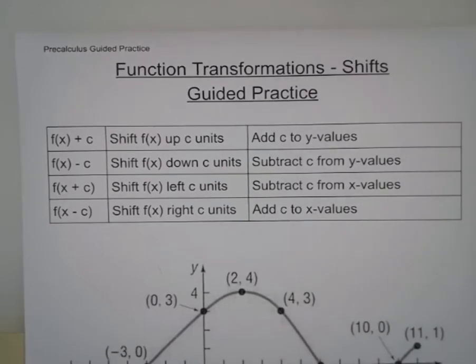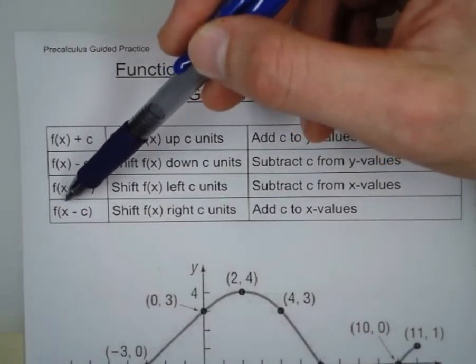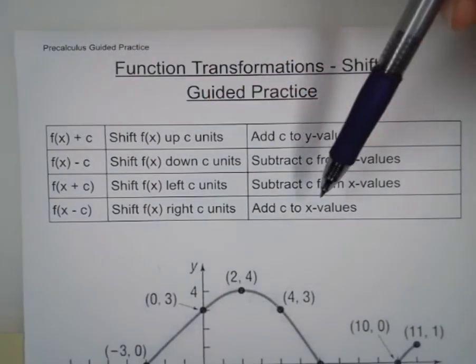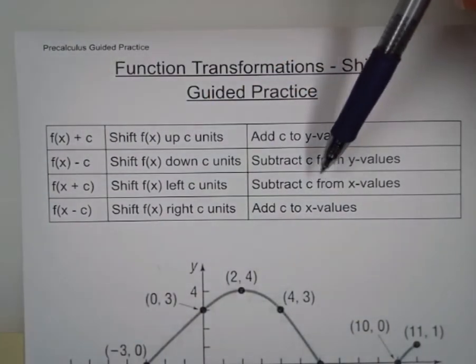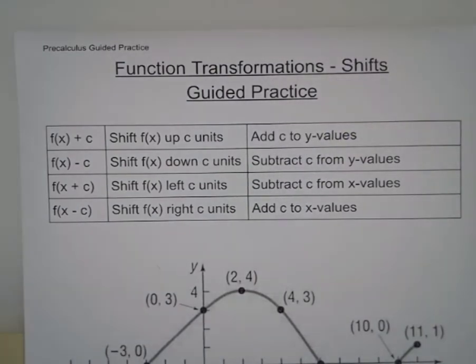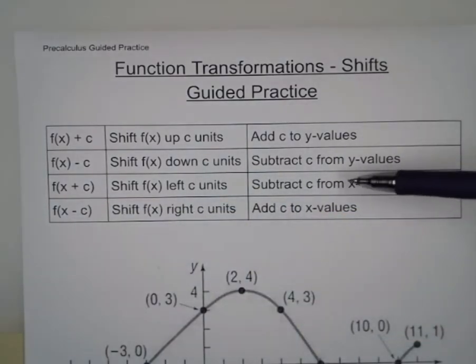The thing that happens with function transformations is that whatever you do to x before applying the function, the effect is the opposite. So here it's plus c, we're actually going to subtract c from the x values. Here it's minus c, we're actually going to add c to the x values. So keep that in mind. When it's outside the function, we do what it says to the y values. When it's before we apply the function, it's the opposite to the x values.